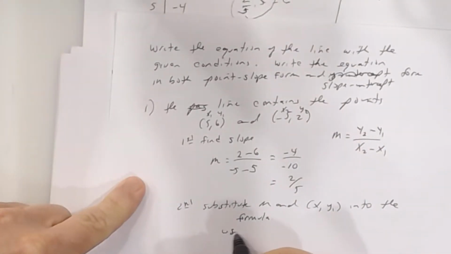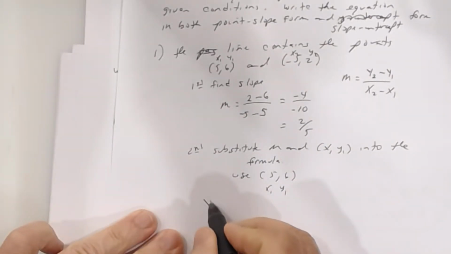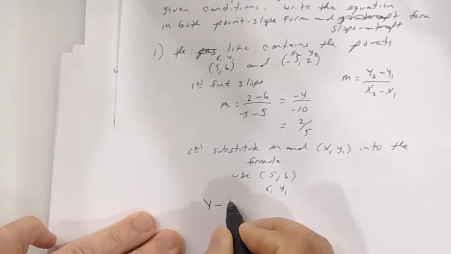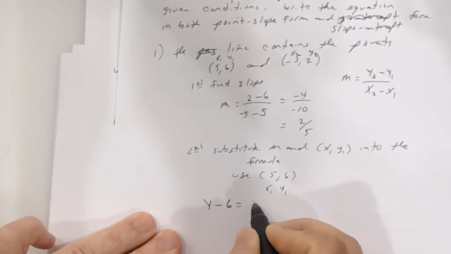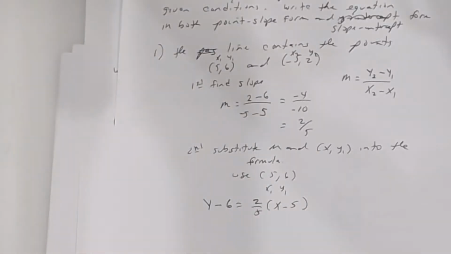So I'm going to use this point. So I'm going to use 5, 6. So this is my x1, this is my y1. Remember, you've got to substitute for x1, y1, not x, y. All right, so here we go. Y minus y1, what's y1? 6, equals the slope, which is what? 2/5 times x minus x1. What's x1? 5. All right, so that's where I'm at.